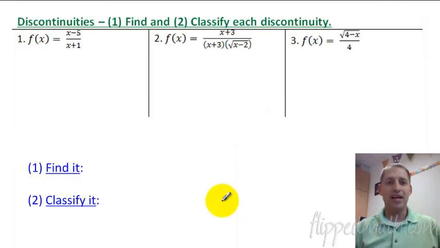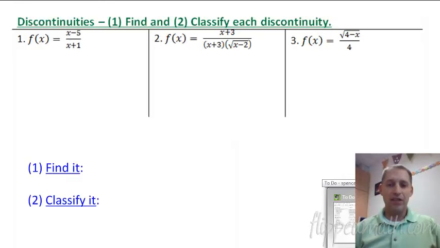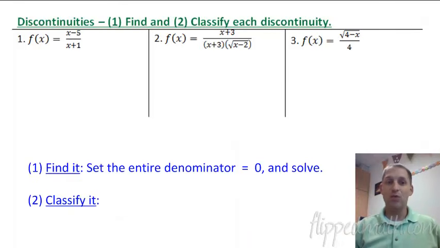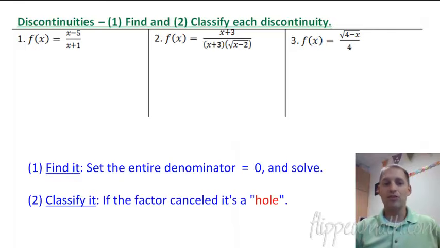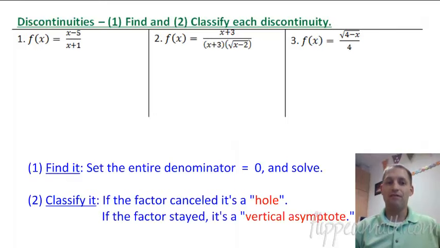We're going to find discontinuities for each of these functions and classify them. So how do we find it? Put this down on the side of your notes or something so you can have it written down in your margin, because it is very important. The way you find a discontinuity is you set the entire denominator equal to 0 and you solve. Okay? That's how you find a discontinuity, where the graph has a break in it. How you classify it is you look at the factor. If the factor canceled, then there's a hole there. If it doesn't cancel, if it stays there, then there's a vertical asymptote, usually. Okay, I'll come back to that.